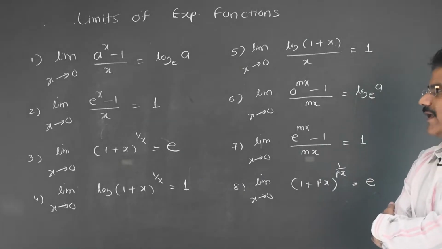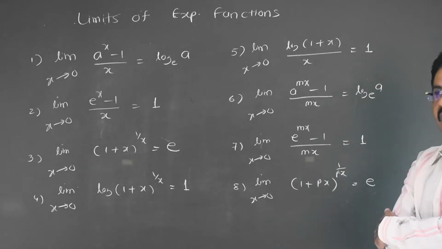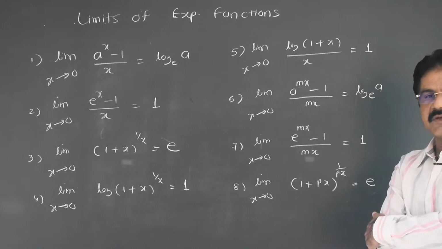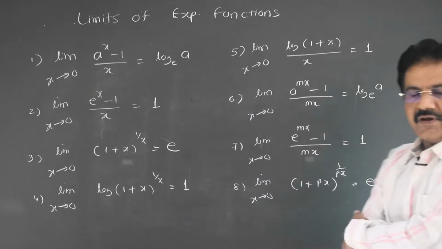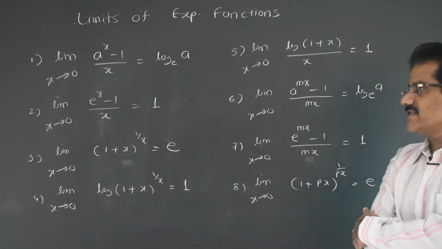Number one, we are going to take limit as x tends to 0, (a raised to x minus 1) upon x is equal to log a, log a to the base e. In calculus, we always have natural log. Natural log means log to the base e.